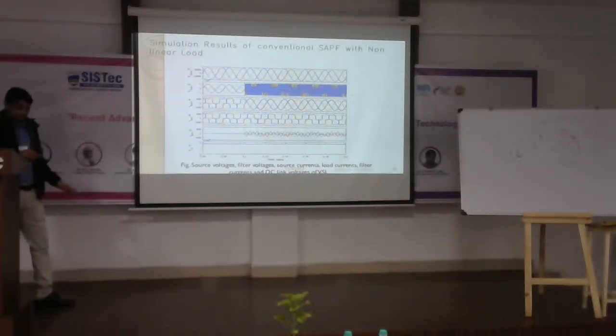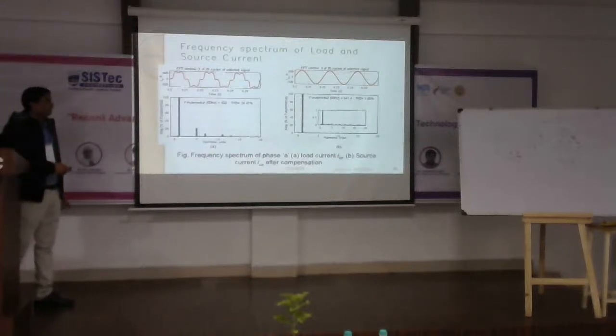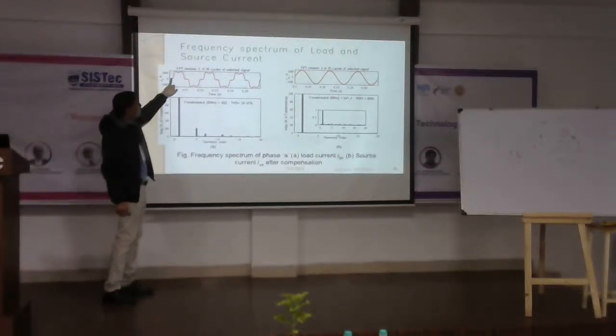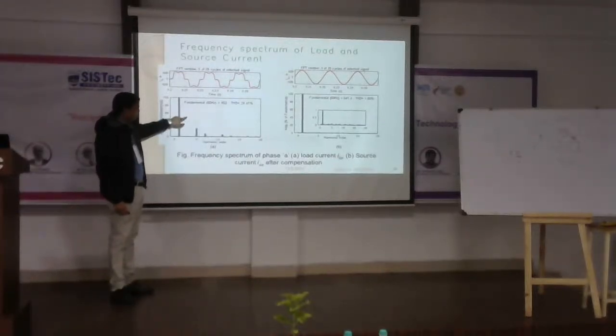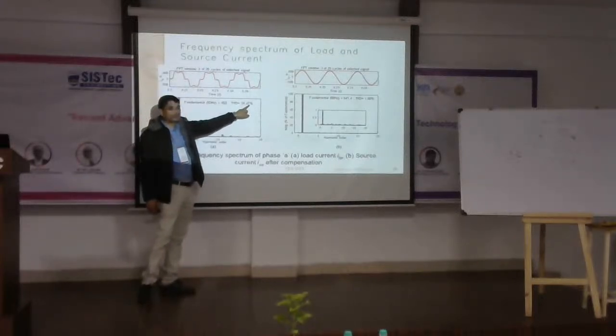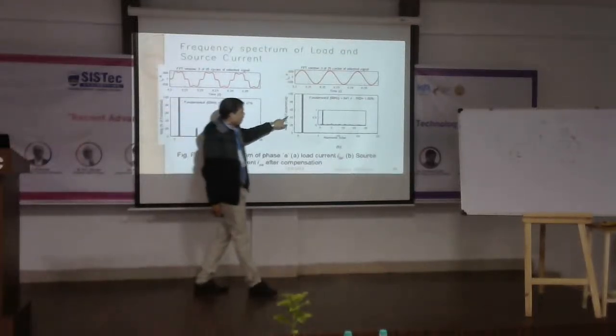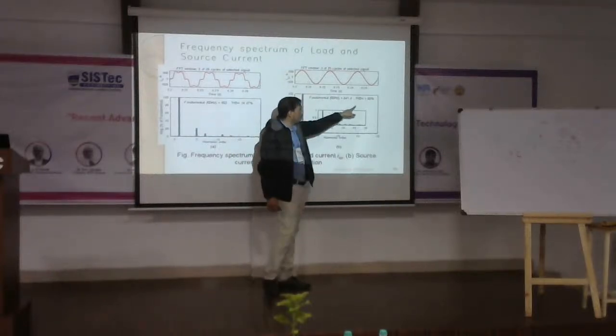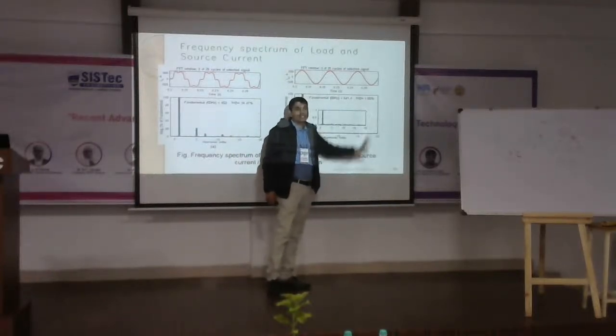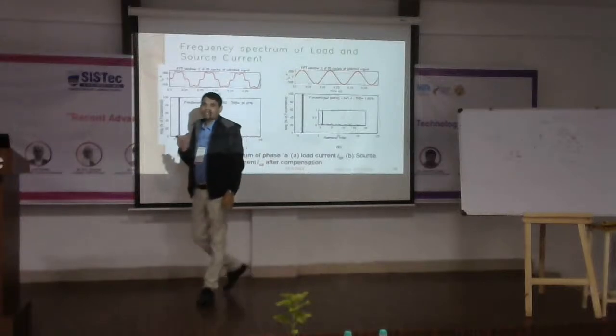These are the simulation results. As you know, this is the load current and source current. Before filtering, you can see that THD is 24.47%, isn't it? After the filter, you can see that the current THD will be 1.88%, which is less than 5%.